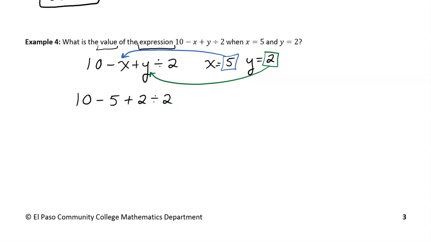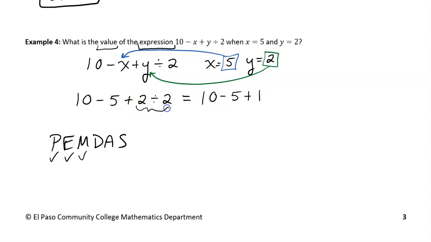That's going to give me another expression, but now all I have are values. So it looks more like what we started the section with, right? We're just evaluating this. So PEMDAS, one more time. I don't have any parentheses. I don't have any exponents. There's no multiplication, but I do have a division. So I'm going to do that first. That's going to give me 10 minus 5 plus 1. Right, there's my division, 2 divided by 2 is 1.